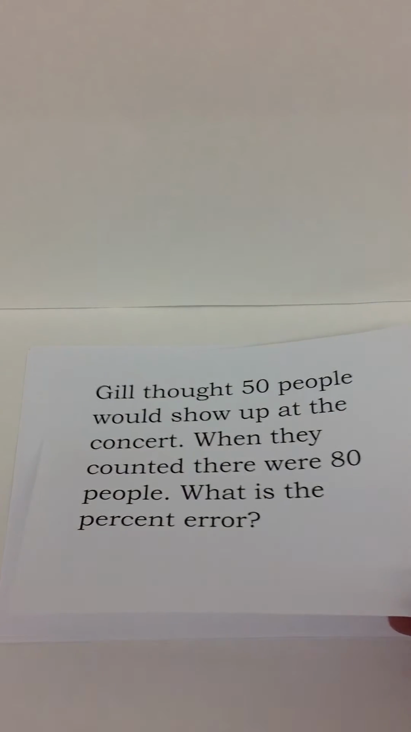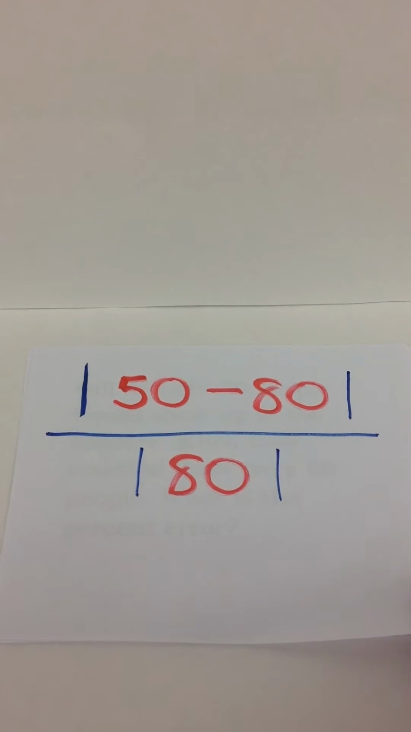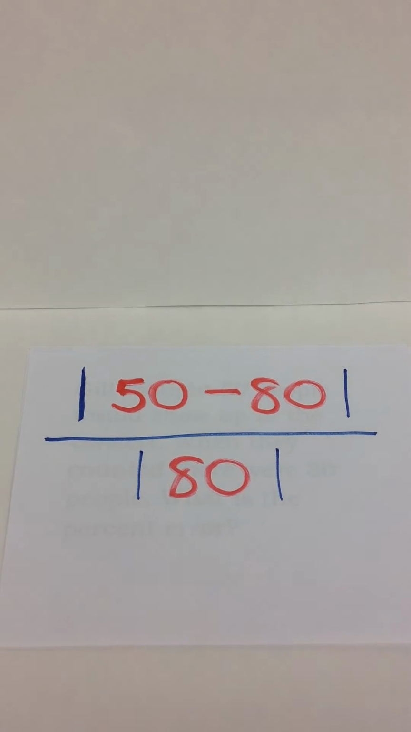See if you can do this one. Gil thought 50 people would show up at the concert. That's what his guess was, his approximate value. When they counted, there were 80 people. So what is the percent error? He thought there was 50. That was the approximate value. We're minusing it by the exact value of 80.